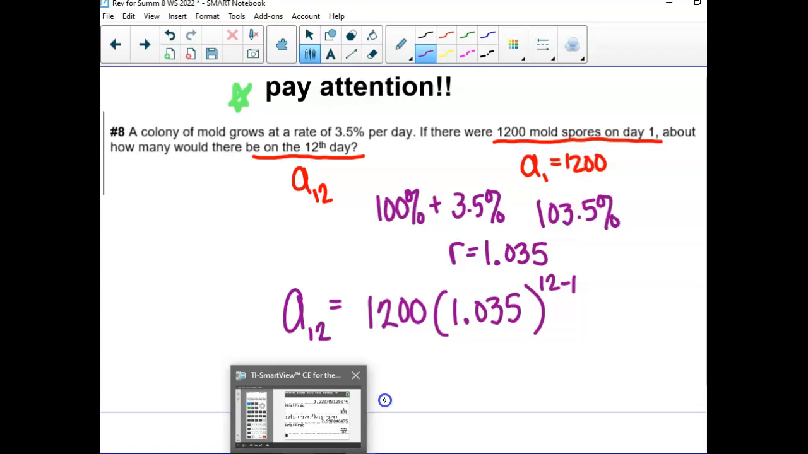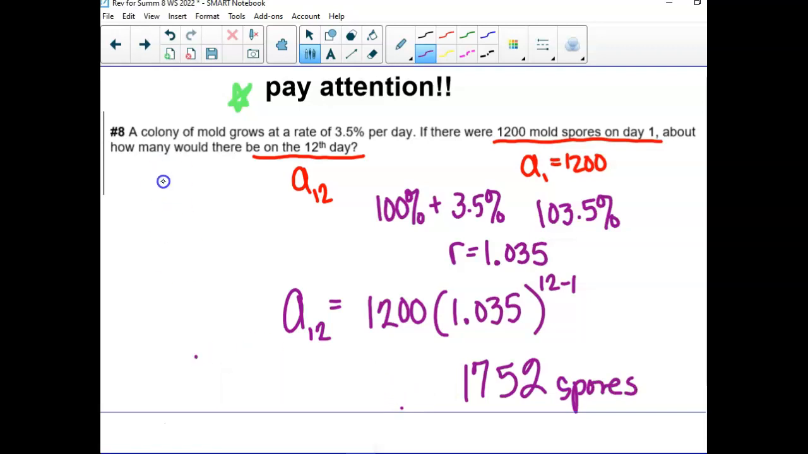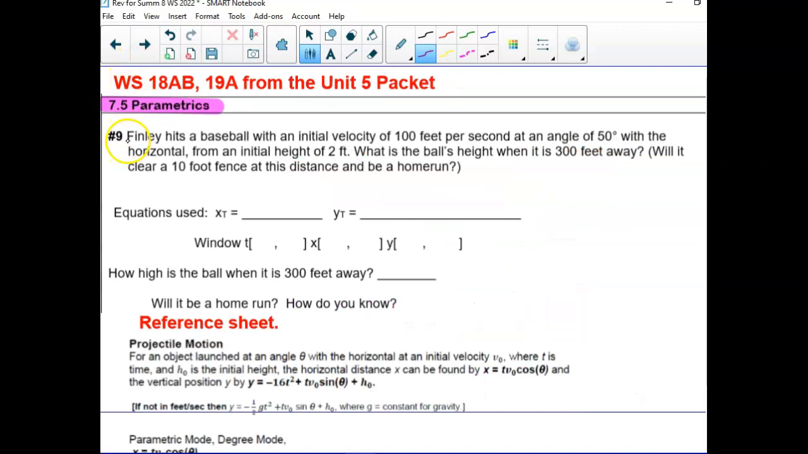$1,200 times 1.035 to the 11th power. I got 1752 roughly. Anybody else? Okay. So it says, what would there be on the 12th day? It's not a sum question. It's just term 12. All right.